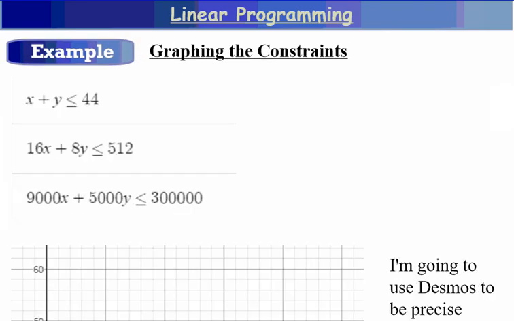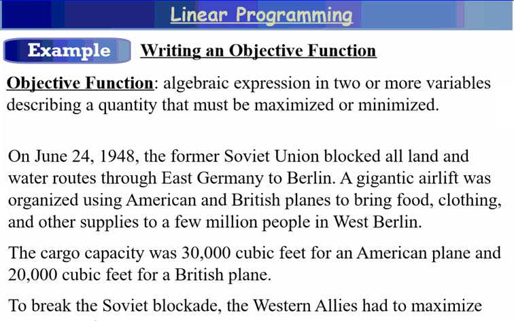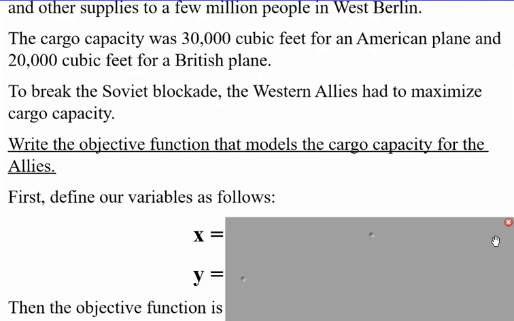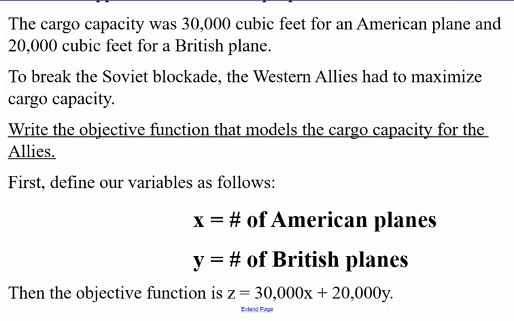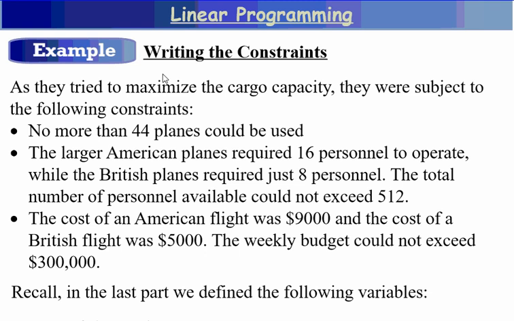Here we go. Next, variables. Good. And now we're going to do the constraints. As they try to maximize the cargo capacity, they were subject to the following constraints. No more than 44 planes could be used. The larger American planes required 12 people to operate them, while the British planes only required 8 people. The total number of personnel available could not exceed 512, so they only had 512 people that they could use.